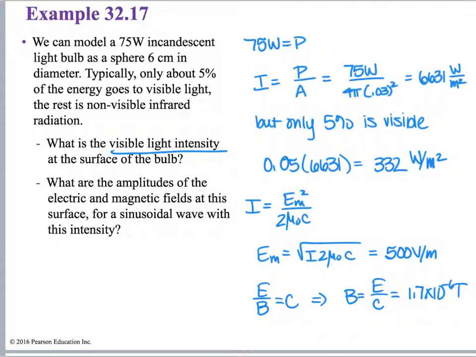So that's pretty much it for this chapter, just a couple things that we didn't get to. And next time, after Easter, we will be ready to learn a little bit about light, now that we know sort of how it originates.